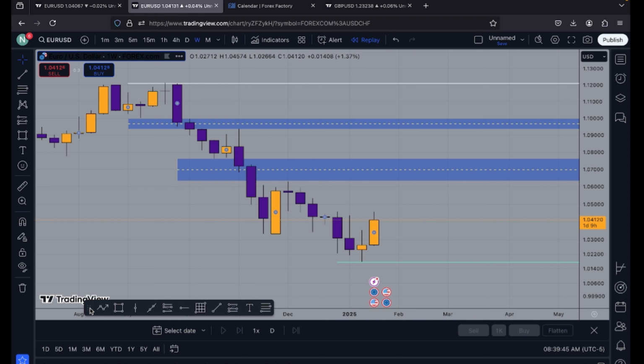But the important thing I want you to identify here is that the higher time frame fair value gap is always stronger than the lower time frame fair value gap, which means a monthly fair value gap is stronger than a weekly fair value gap, and a weekly fair value gap is stronger than a daily fair value gap, and a daily fair value gap is stronger than a 4-hour fair value gap. I hope that makes sense to you.